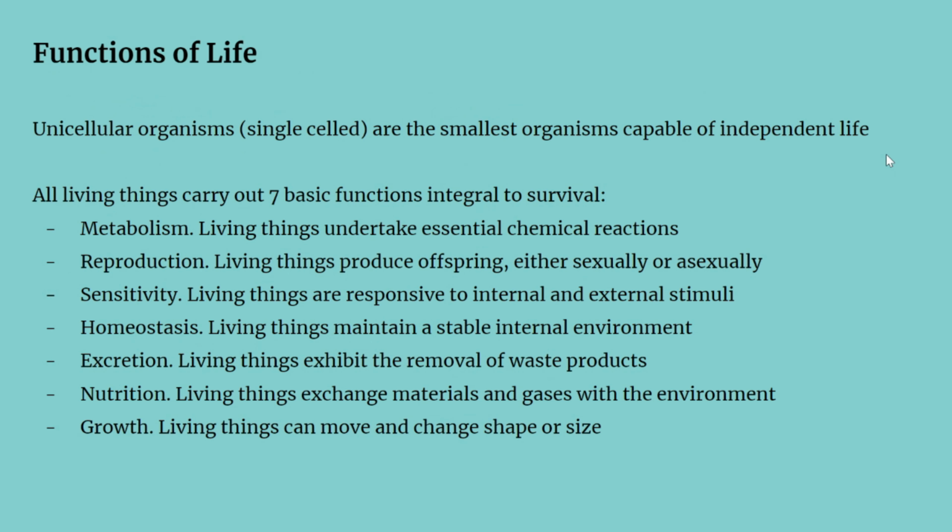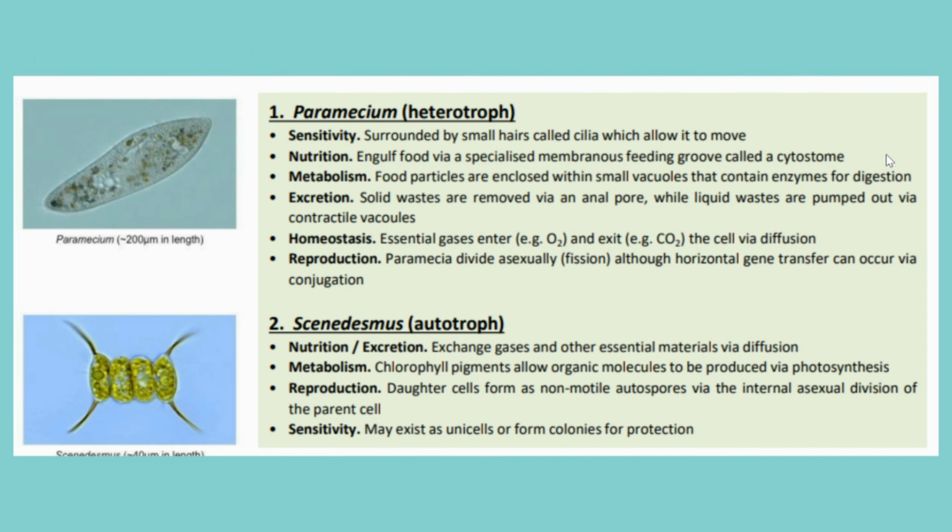So going on to the functions of life: unicellular organisms, which are single celled, are the smallest organisms that are capable of independent life. That means they don't have to depend on other organisms to survive. All living things carry out seven basic functions that are integral to survival. You have metabolism, reproduction, sensitivity, homeostasis, excretion, nutrition, and growth. These are seven basic functions that all living things need to do in order to survive.